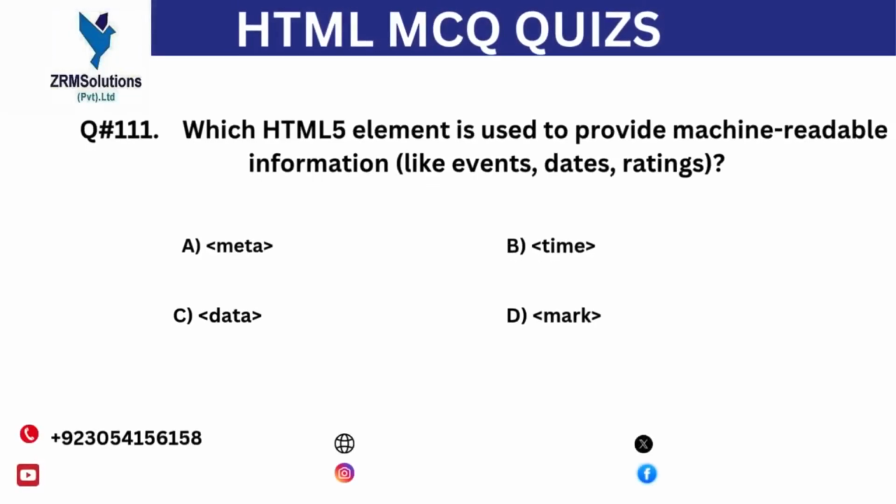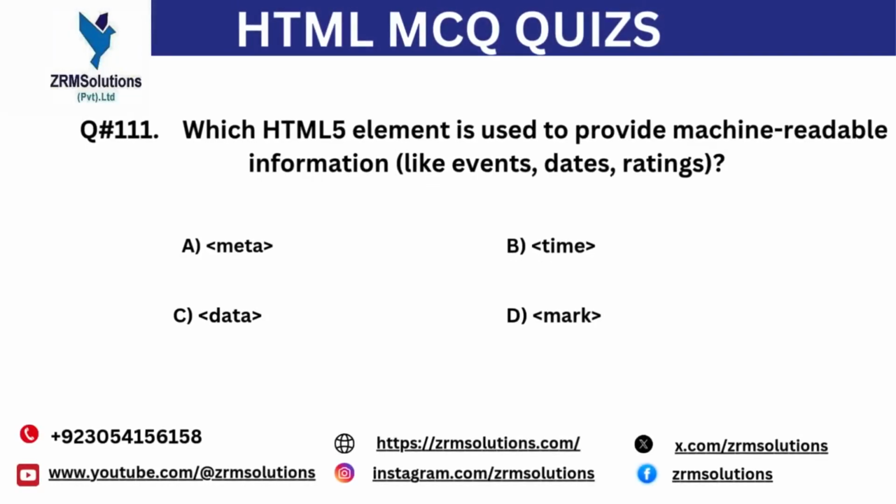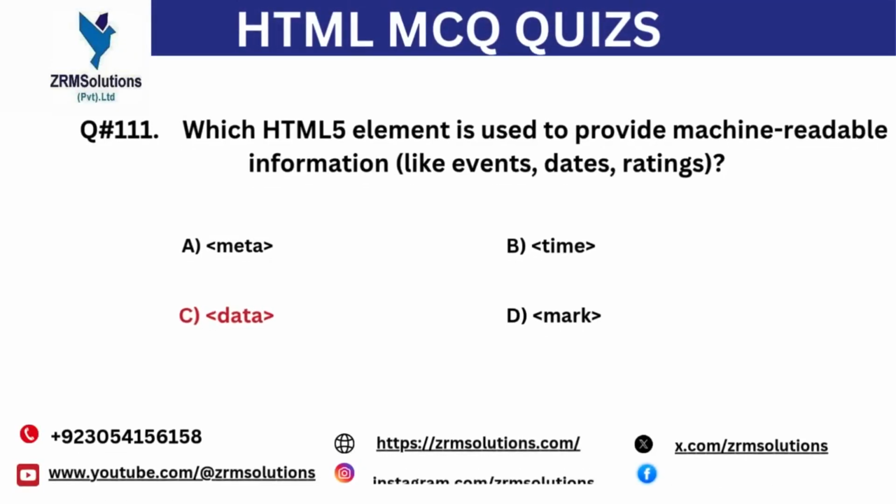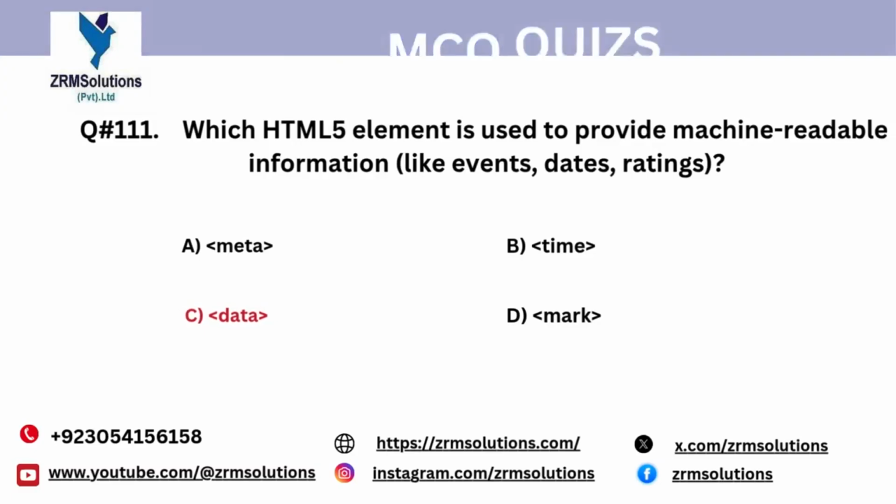Which HTML5 element is used to provide machine-readable information, like events, dates, ratings? Option A, <meta>. Option B, <time>. Option C, <data>. Option D, <mark>. The correct option: C, <data>.